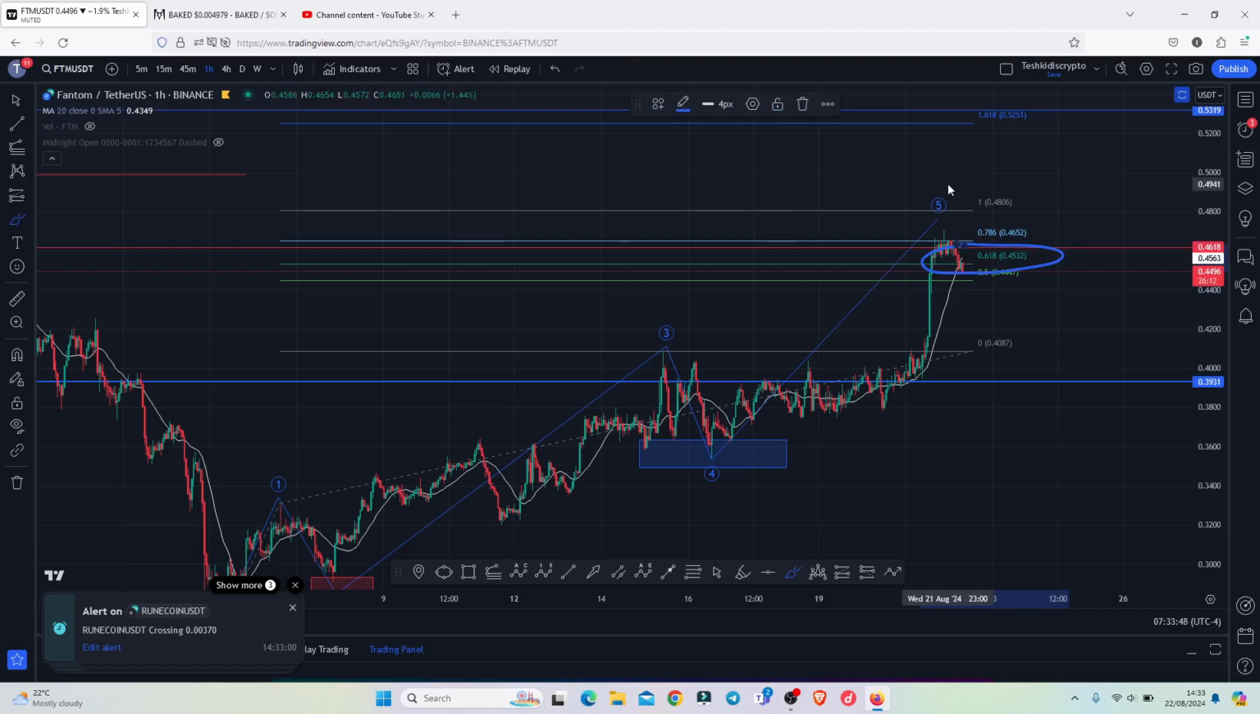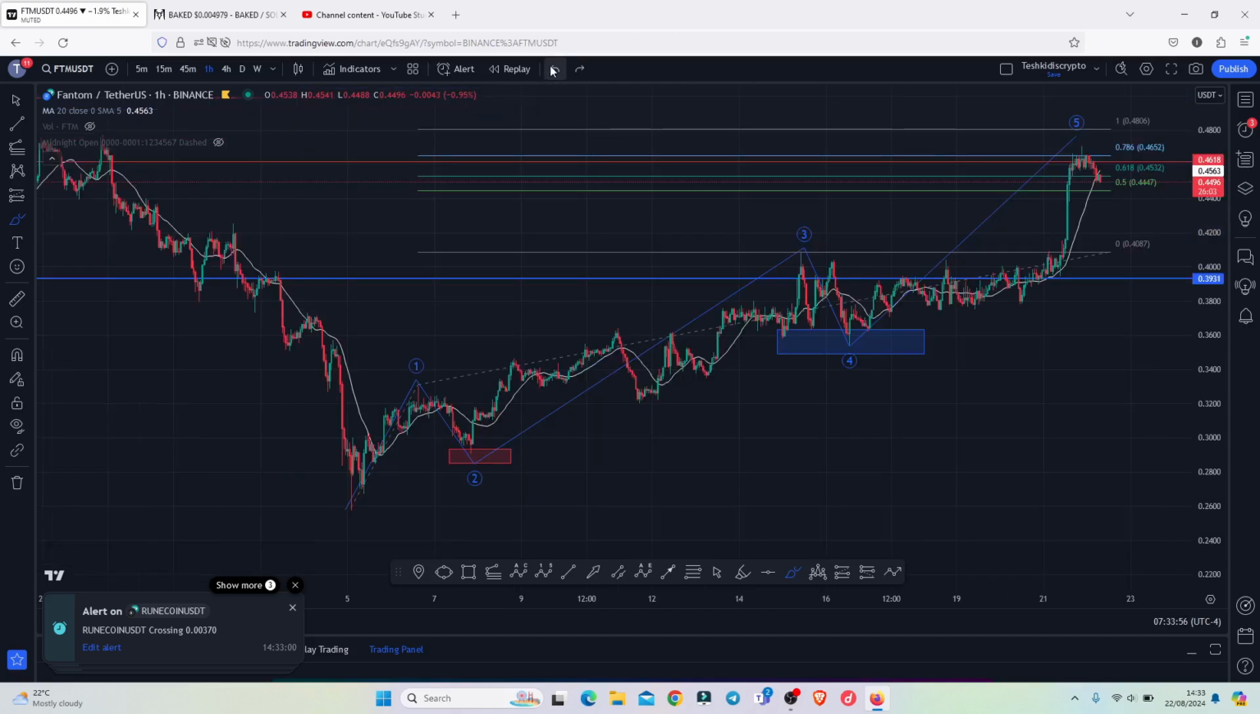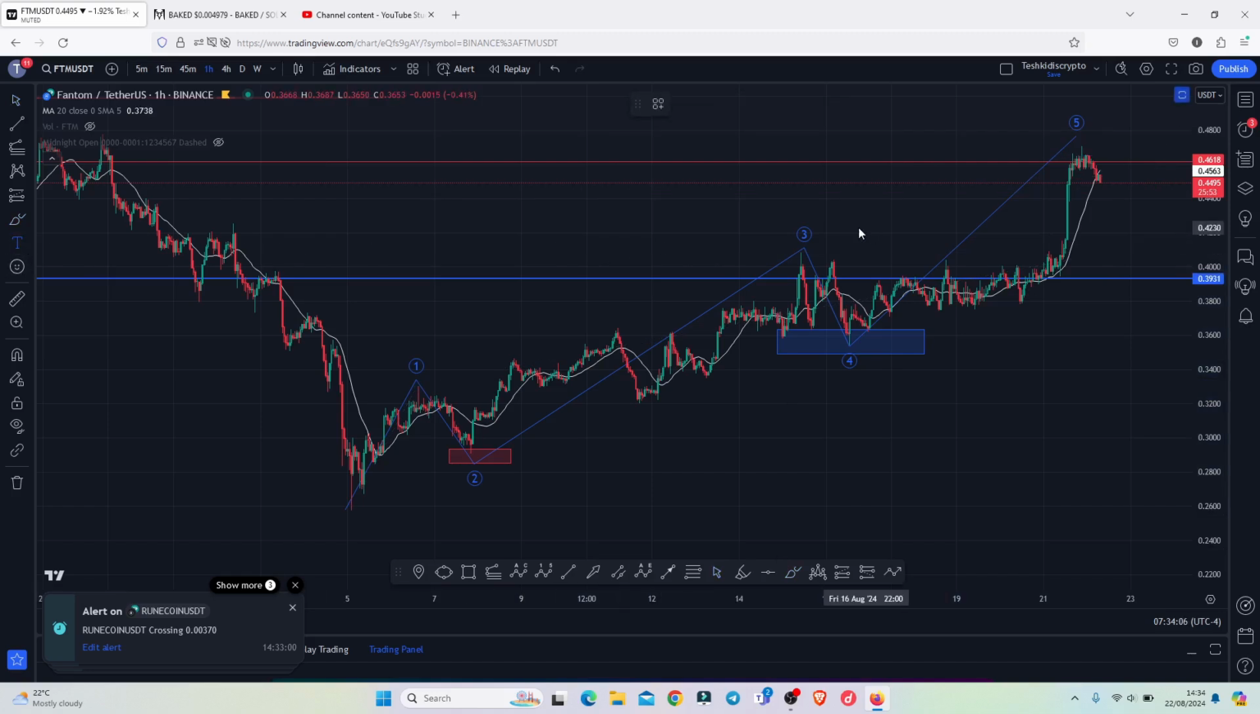There are high chances that we now have a high in place in the formation of this negative count 5, and we have now completed this 5-wave structure to the upside. And having completed a larger 5-wave structure to the upside, we can now term this whole structure to the upside as a larger negative count 1. So we can have that as a larger negative count 1.